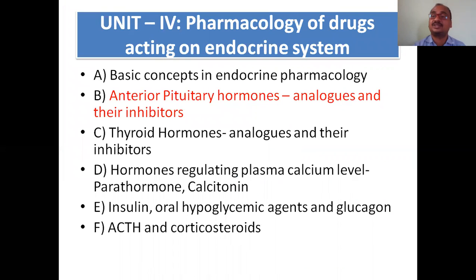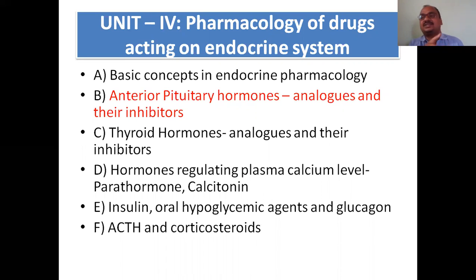This is your syllabus as per your university pharmacology. This line we are going to study in this video: anterior pituitary hormones, analogues and their inhibitors. See, two points are here. Analogues are the ones that are the same as the pituitary hormones, which work similar to the pituitary gland. That's why it is called an analogue. Keep that in your mind.